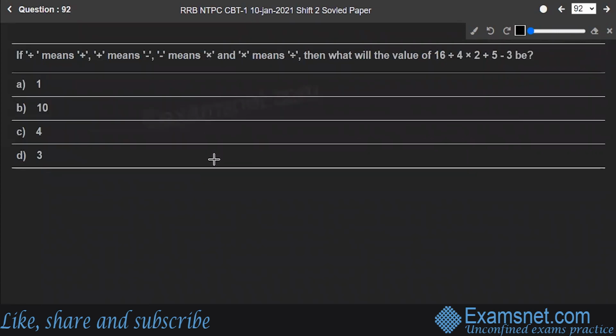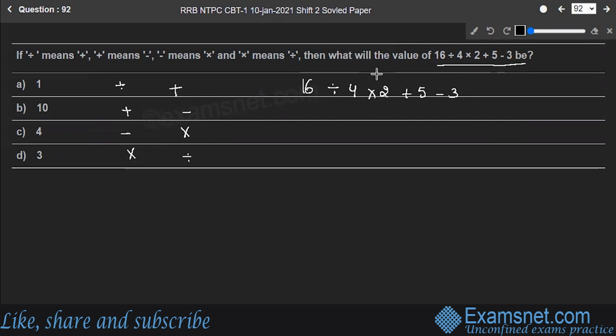So in this question, you have said that division means plus. Let's write down. Division means plus. Plus means minus. Minus means multiply. Multiply means division. So for that, you have to find out the value of this expression. Okay. Let's write down the expression. 16 divided by 4 multiplied by 2 plus 5 minus 3.